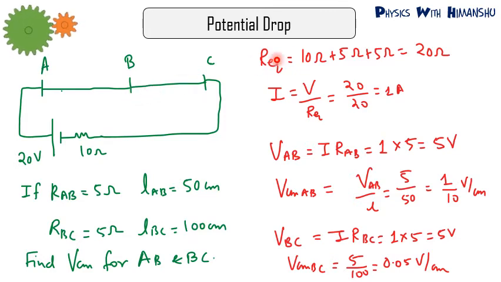So the first step is R equivalent. What will be the equivalent resistance of this circuit? If you see, this AB, BC and 10 ohm, all three are connected in series.